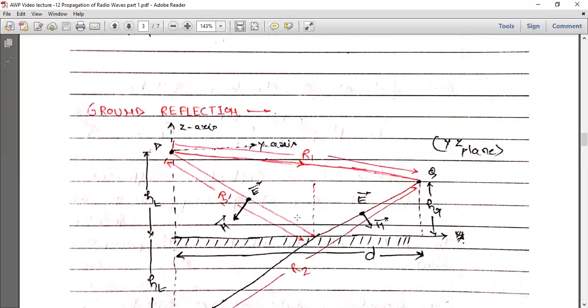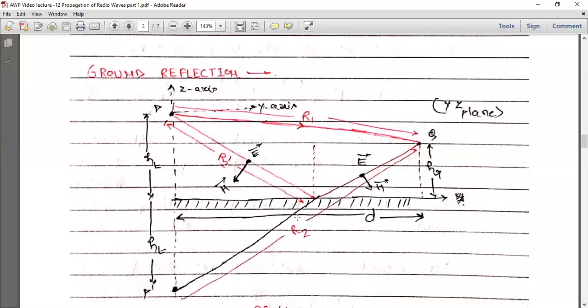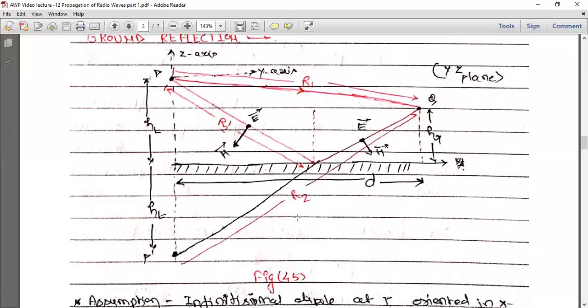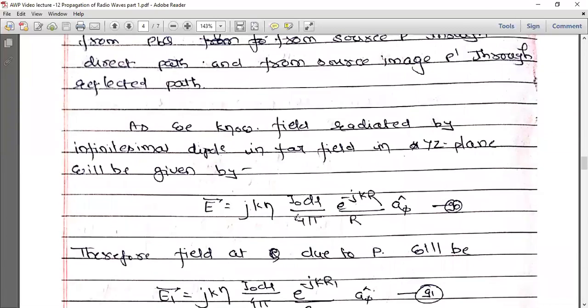In the YZ plane, the phi angle is 90 degrees. Corresponding to phi equals 90 degrees, the electric field radiated by the infinitesimal dipole oriented along the x-axis in the far field is given by this particular expression: jk eta I0 dl upon 4 pi, e to the power minus jkr upon r, a phi cap. It has a single component in the phi direction only in the YZ plane. Keep this in mind.